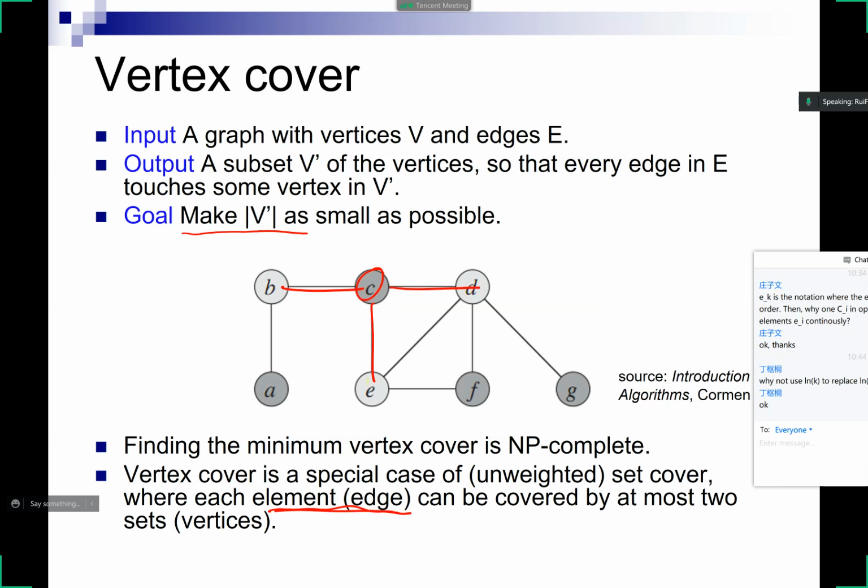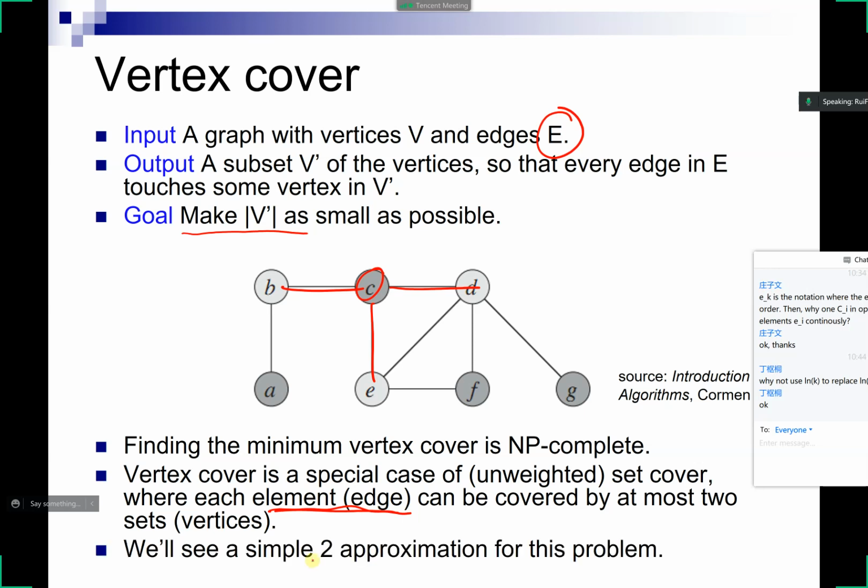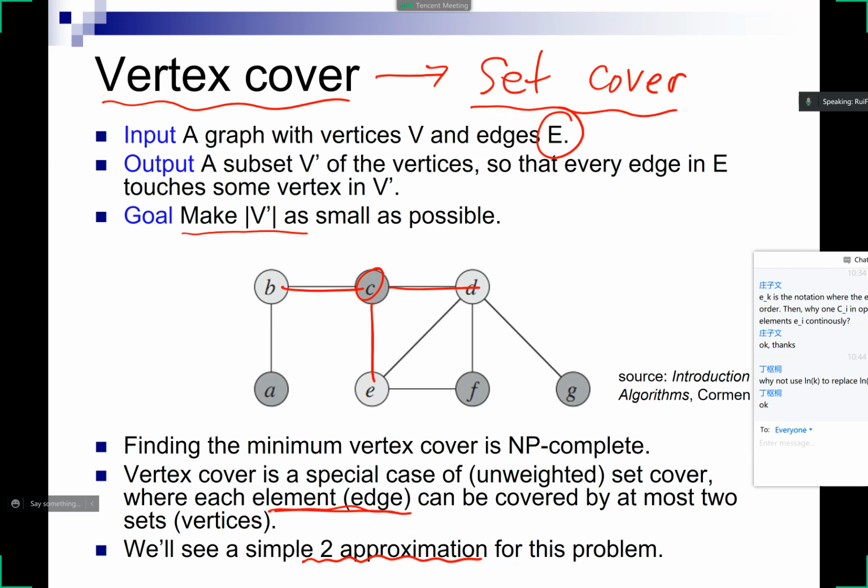If you do that mapping, then you can just use the set cover algorithm to approximate vertex cover. But if you do that, you're only going to get a log E approximation, where E is the number of edges. Instead, what we're going to see is a 2 approximation algorithm for vertex cover. The reason we can give a 2 approximation algorithm is that vertex cover, when you map it to set cover, is actually a very special instance. It's a very structured instance of set cover.